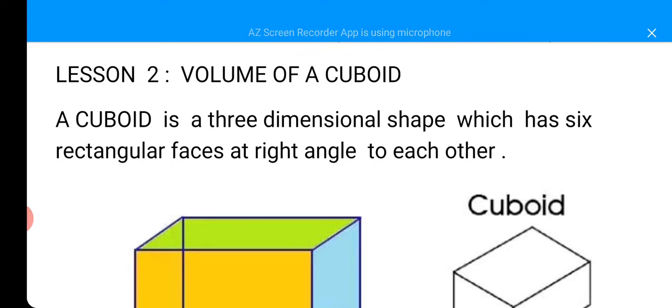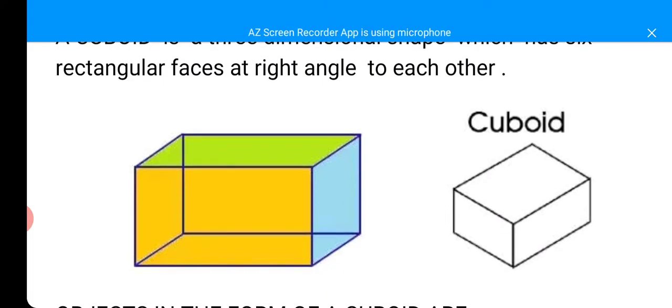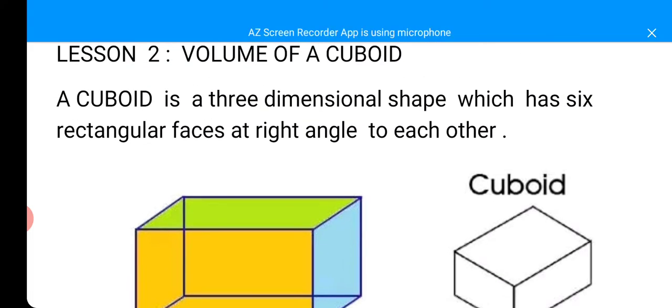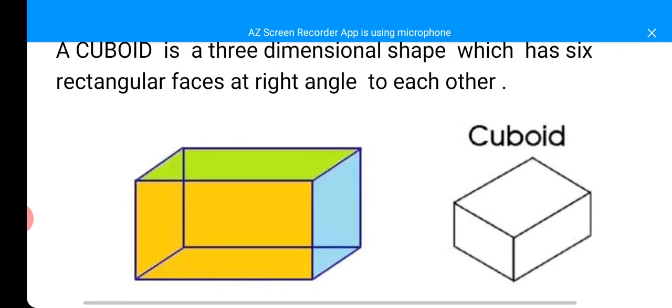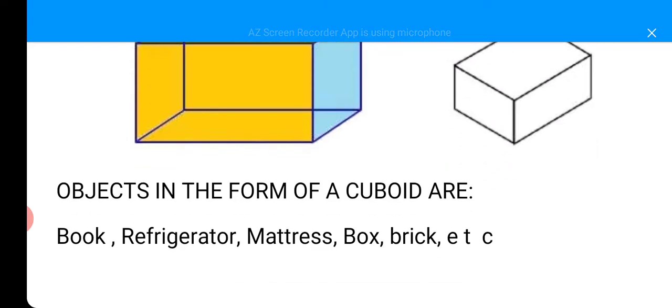What is a cuboid? A cuboid is a three-dimensional shape which has 6 rectangular faces at right angles to each other. This is the picture of a cuboid.